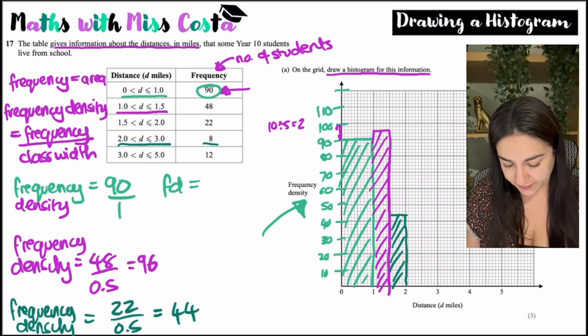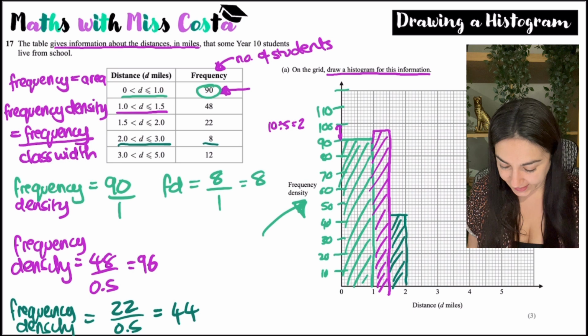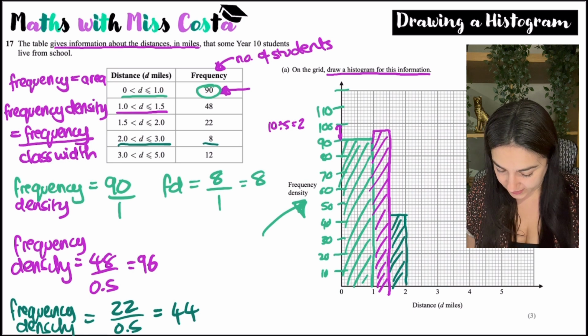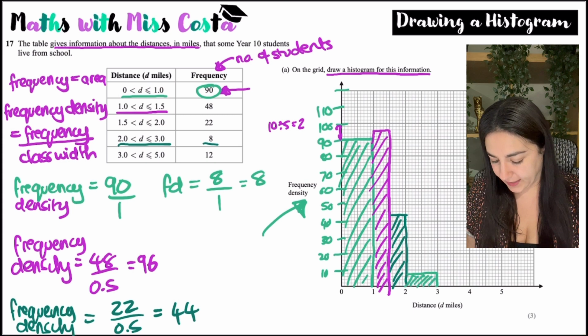So I'm just going to shorten this to FD for frequency density. I do the frequency divided by the class width, which is 1. So the frequency density is 8. And I go from 2 to 3, and I go across like this to 8.